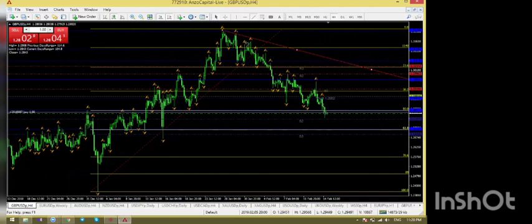Okay, so if you want to draw the short-term trend line, we can draw it from here. Yes, that's correct.